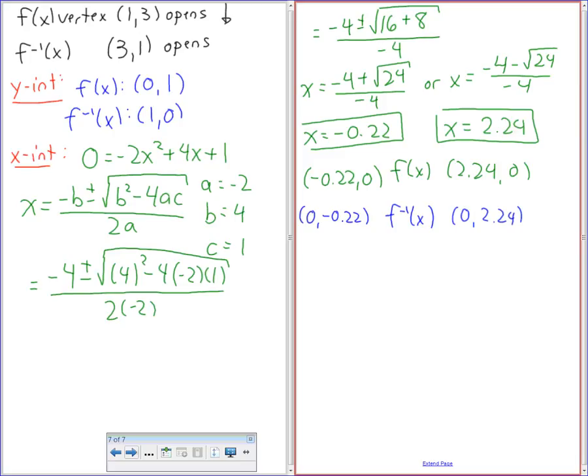So you see what we did there? Remember, x and y just switch. That's the whole idea of an inverse, okay? We'll get these drawn up and we'll see how cool this graph looks.